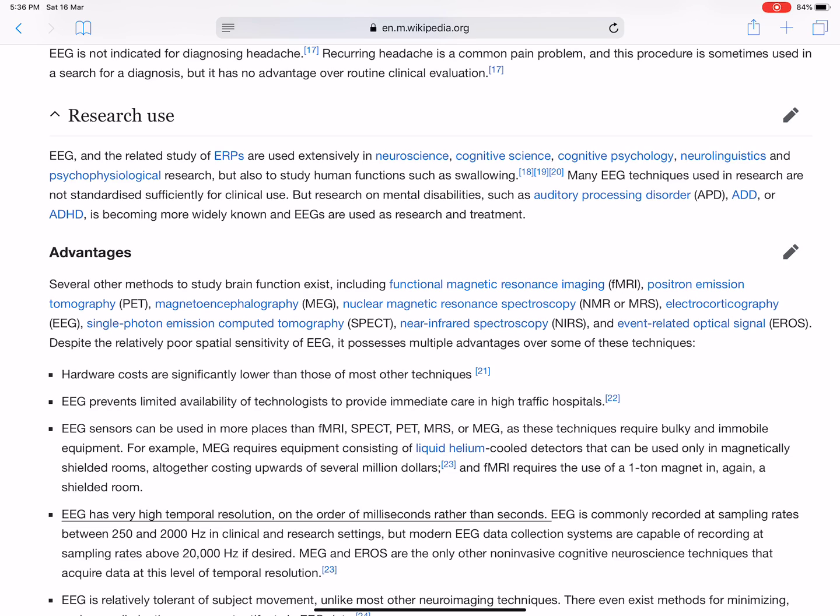EEG has very high temporal resolution, on the order of milliseconds rather than seconds. EEG is commonly recorded at sampling rates between 250 and 2000 Hz in clinical and research settings, but modern EEG data collection systems are capable of recording at sampling rates above 20,000 Hz if desired. MEG and EROS are the only other non-invasive cognitive neuroscience techniques that acquire data at this level of temporal resolution.